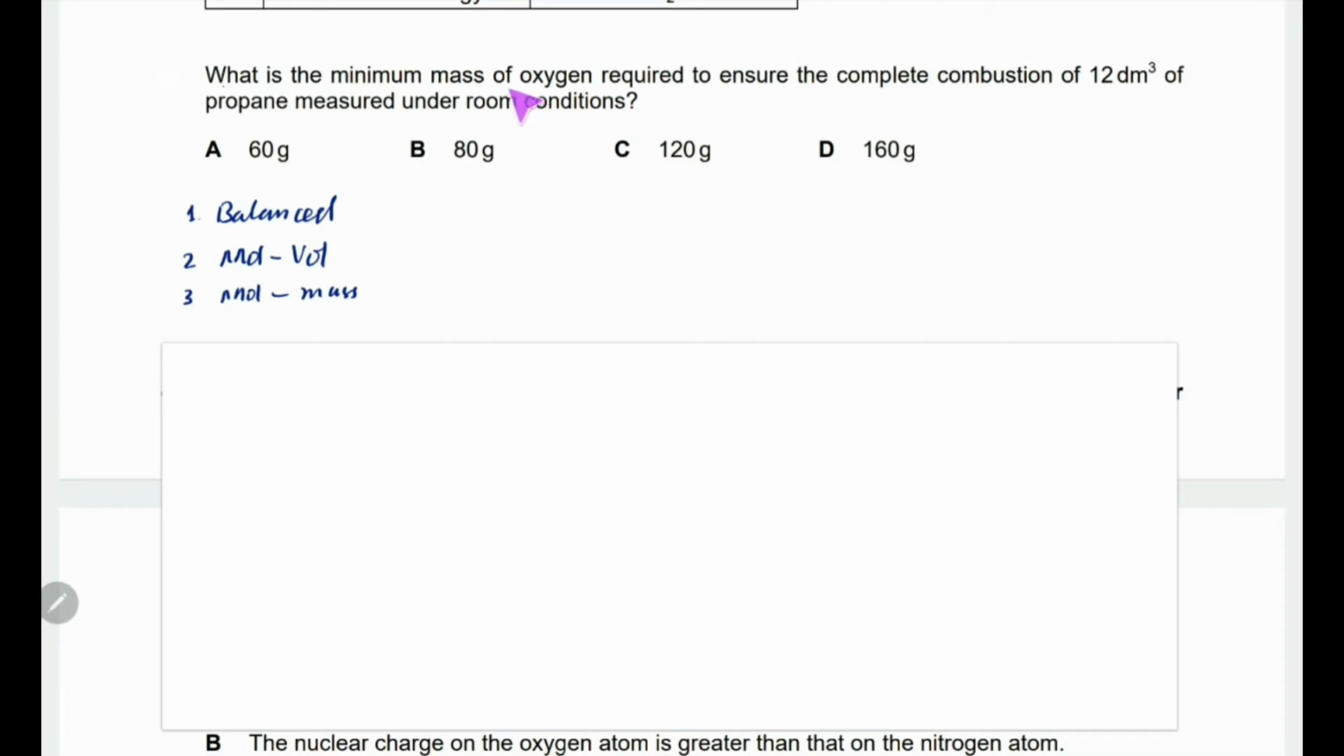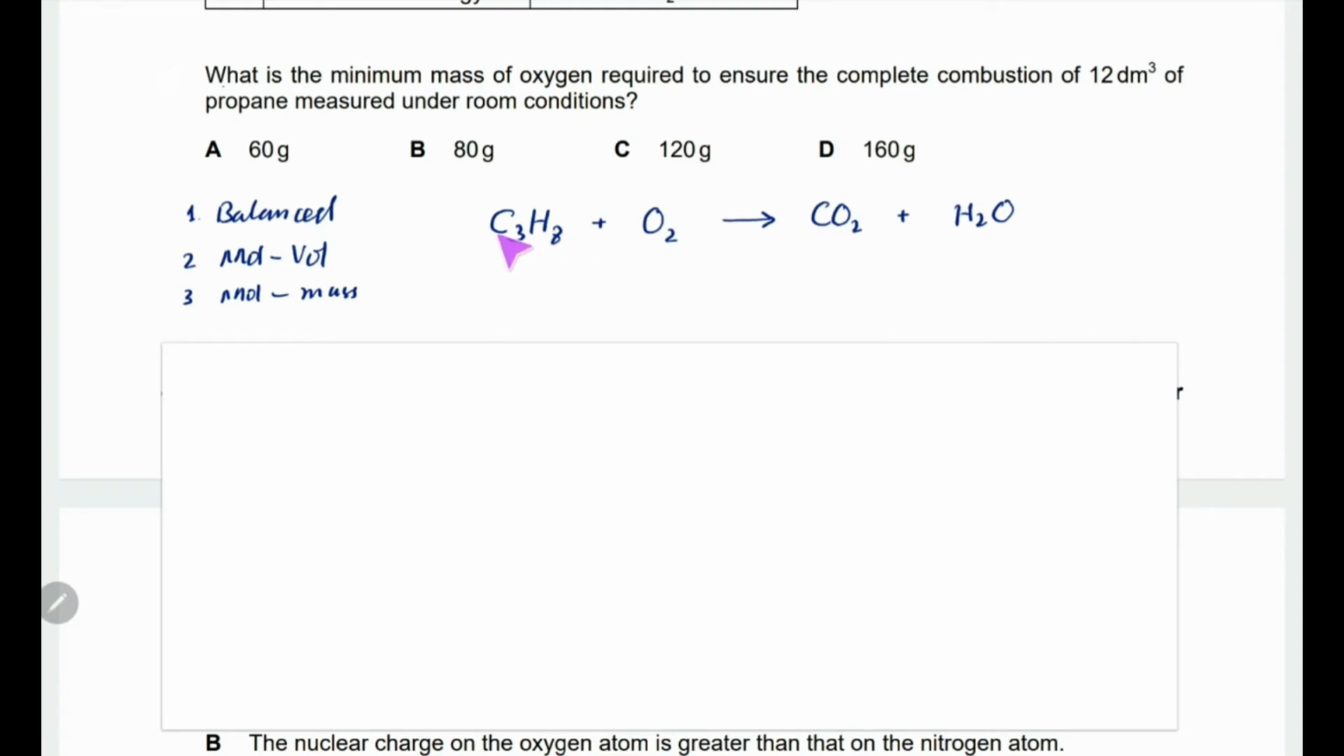So first of all, oxygen required to ensure the complete combustion, telling you propane. Propane will burn in oxygen. So propane, C3H8. This is propane. It burns with oxygen, and all hydrocarbons, when burned with oxygen, give carbon dioxide and water with heat of combustion. Now balance the equation.